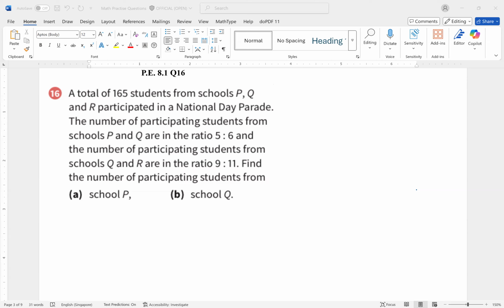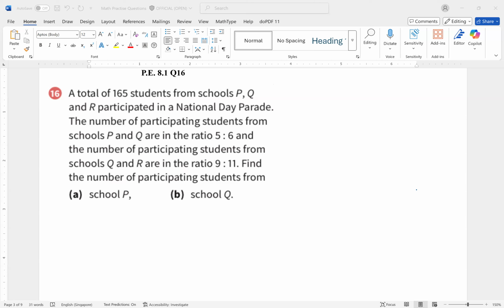So there are three schools here. In total they sent 165 students. The number of participating students from schools P and Q are in the ratio 5:6, and the number of participating students from schools Q and R are in the ratio 9:11. Find the number of participating students from school P and school Q.